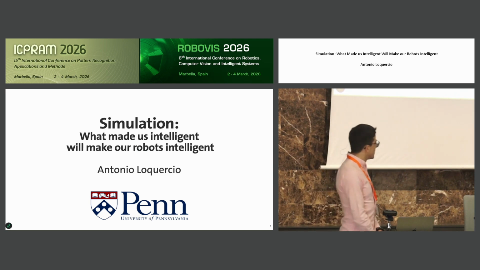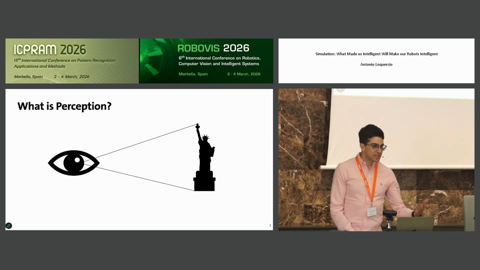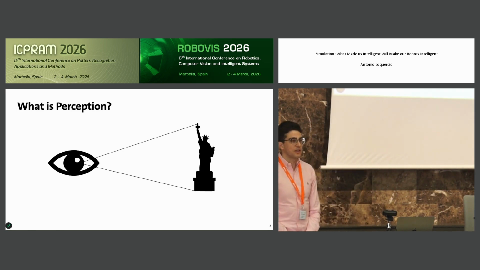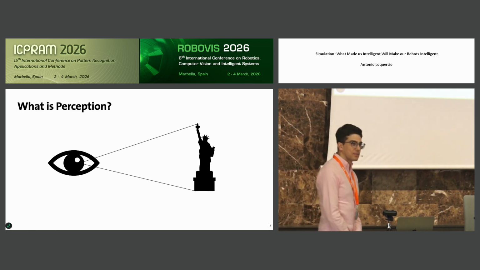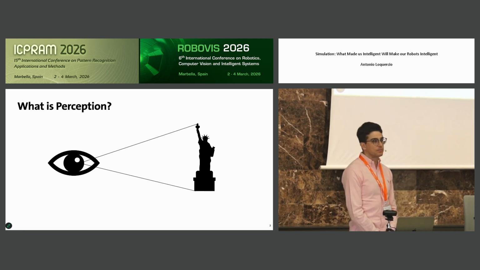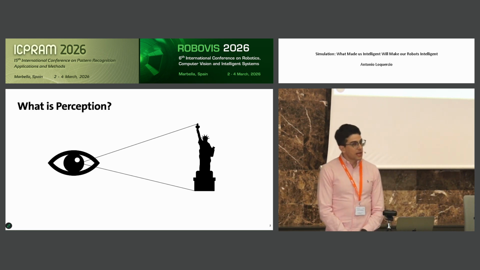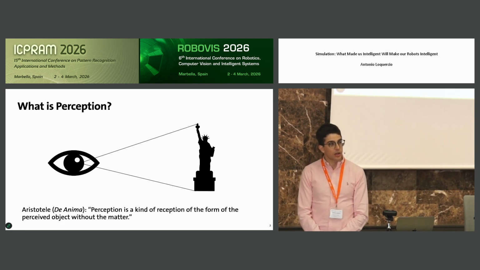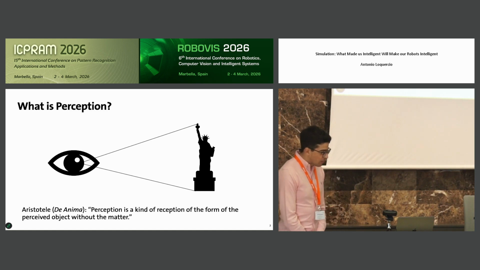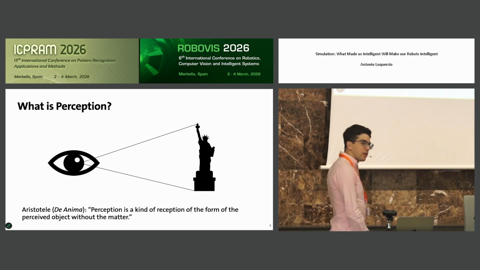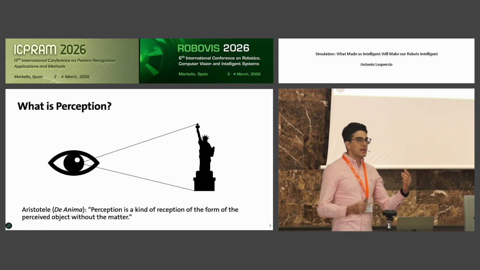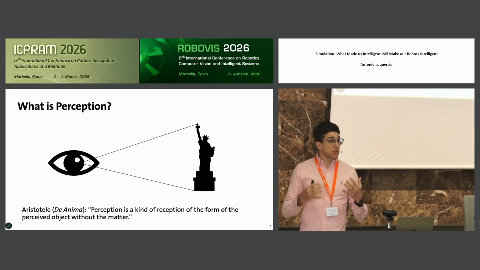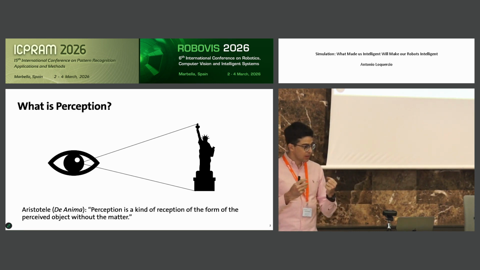So let's start with a question which has inspired my research for long and has actually inspired the philosophers for millennia, which is, what is perception? We can see already the beginning of a theory of perception in Aristotle's book, De Anima, where the main hypothesis put forward was that perception is a form of reception. You receive the objects, their 3D shapes, without their matter.